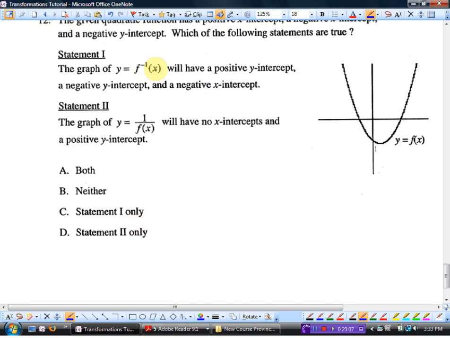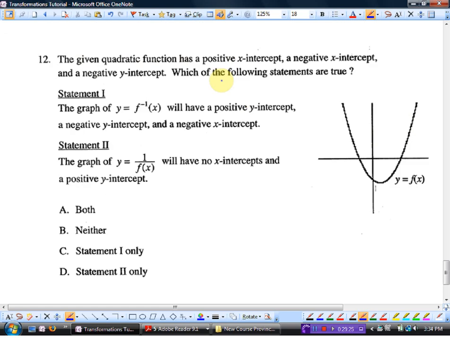Let's answer the inverse part first. Symbol for inverse. How do I find an inverse? Switch the x and y. So I guess that means that these two will become y-intercepts instead of x-intercepts, and this one will become an x-intercept instead of a y-intercept. So read that carefully. Is statement one true or false? Here's your hint. If I switch the x and y's around, that's what my original would become, would it not? I think true. Statement one, I'm happy with that.